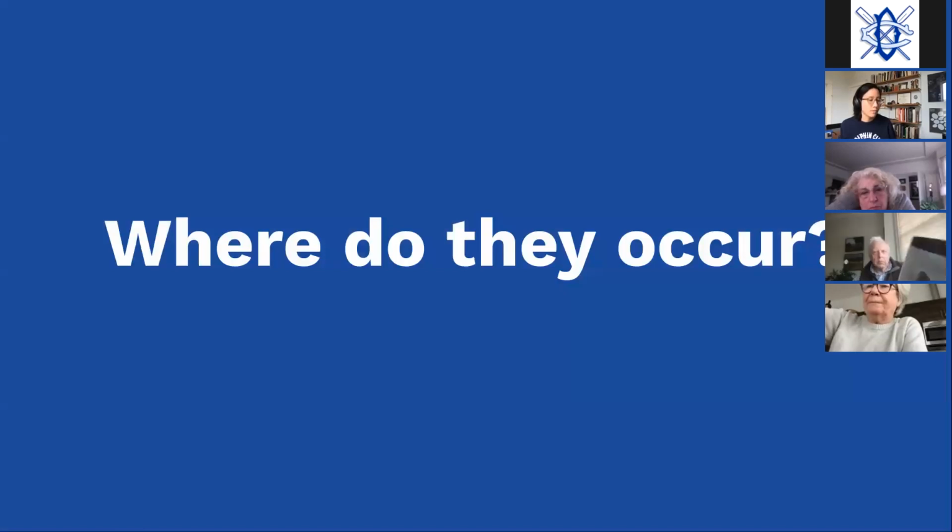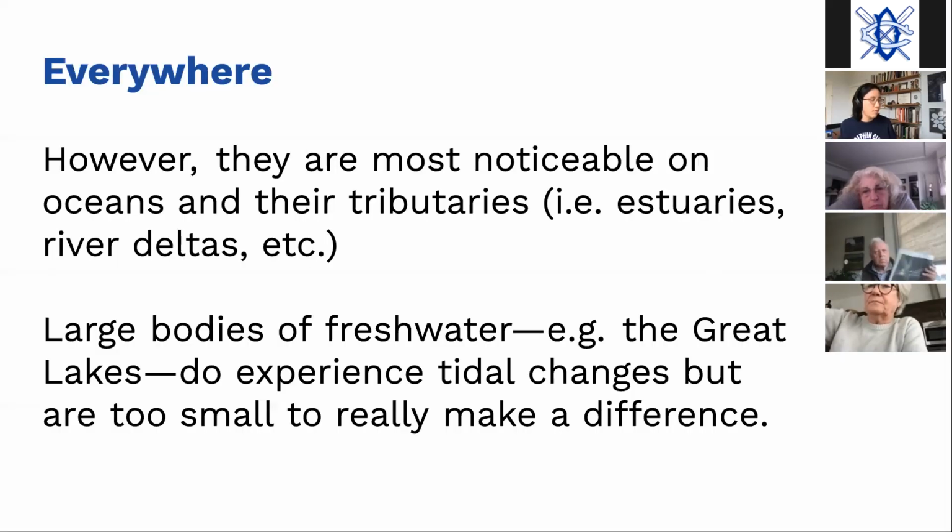Where do tides occur? Basically everywhere, but for our purposes, they're the most noticeable on the world oceans and connected tributaries like estuaries, river deltas, etc. Just as a side note, large bodies of fresh water, like the Great Lakes, do experience tides, but they're so small that they're really quite negligible, so we don't talk about those bodies of water as tidal in the same way as the ocean.